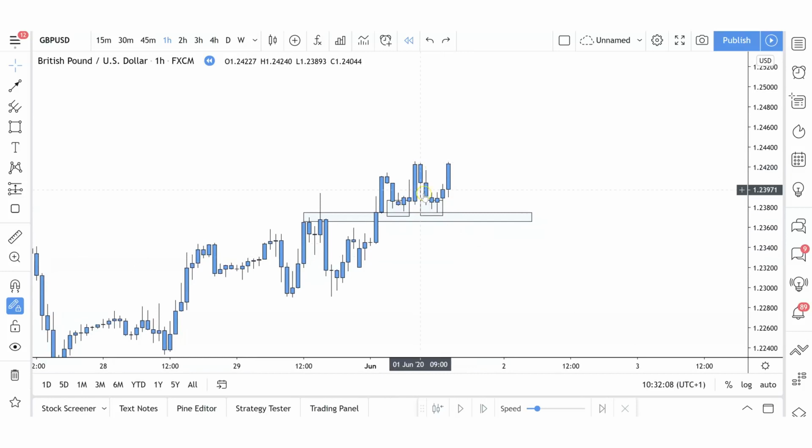So now we have the pattern, price comes back, we see the indecision, and we see the strong candle to the upside in line with the trend and at a retest level in the market. This is where you want to take the trade.